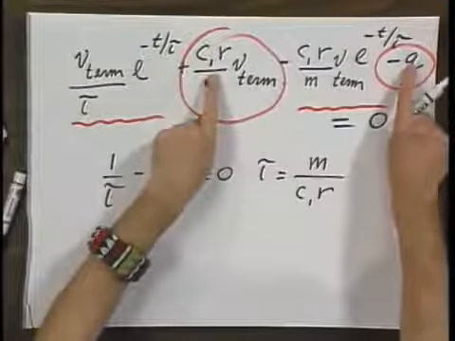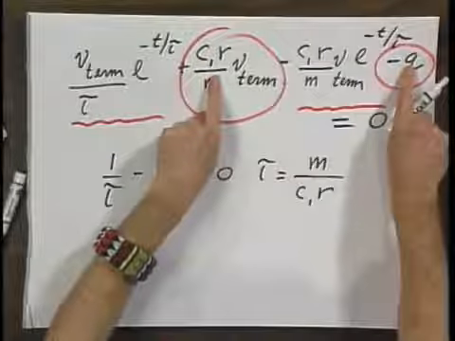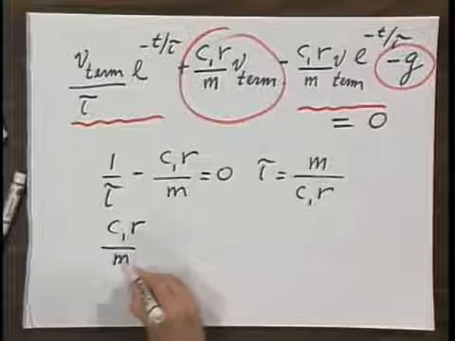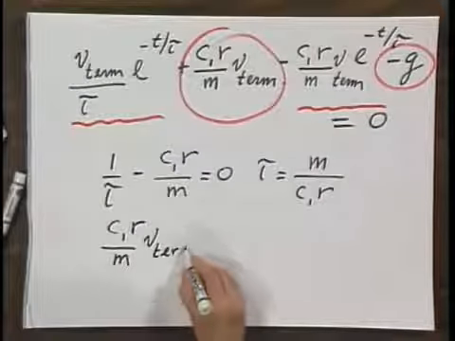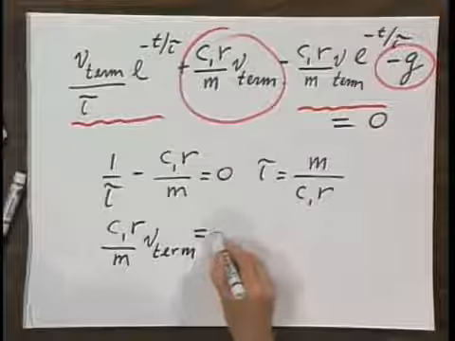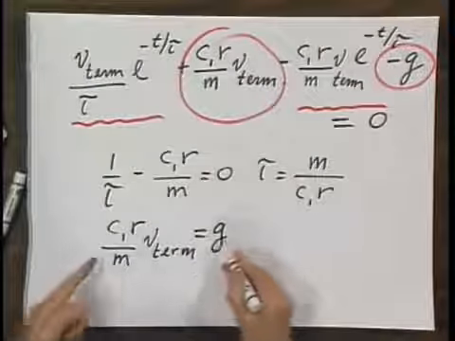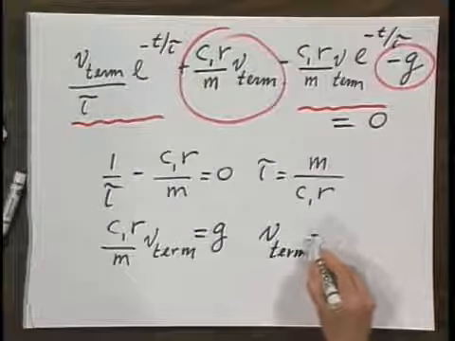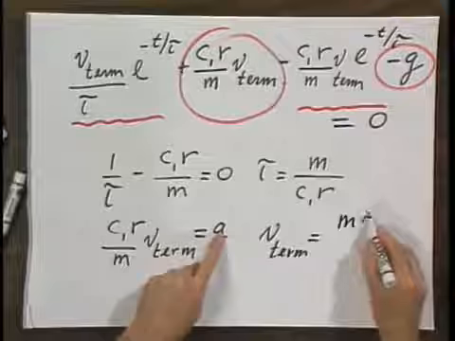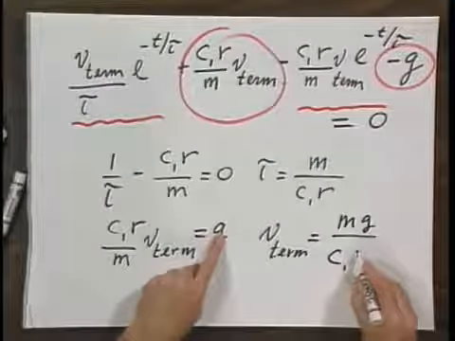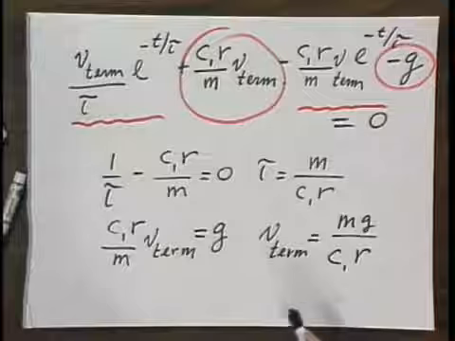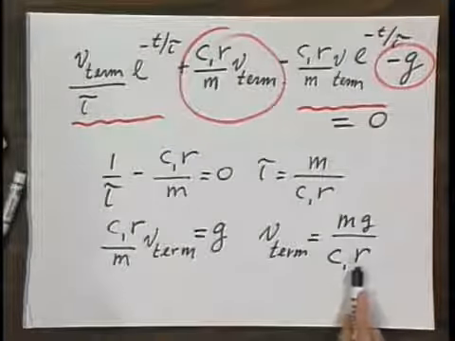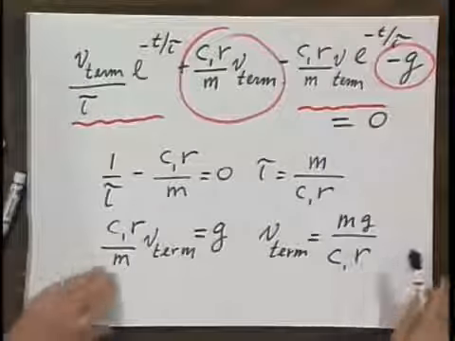And if I take this relationship, then I find C1 r divided by m times the terminal speed minus g equals 0, so I can write equals g. So v terminal becomes mg divided by C1 r. We already knew that earlier. We have derived that in a separate segment, but we find that here we get it for free.